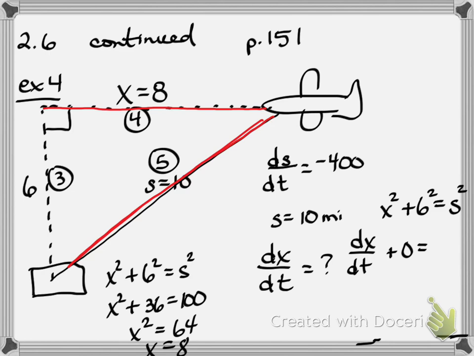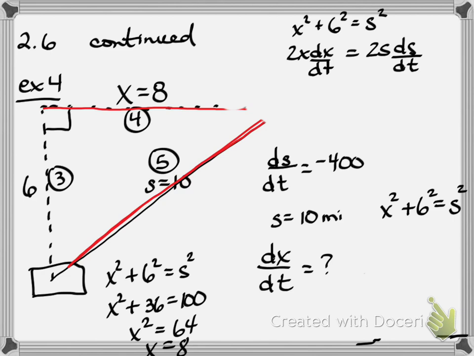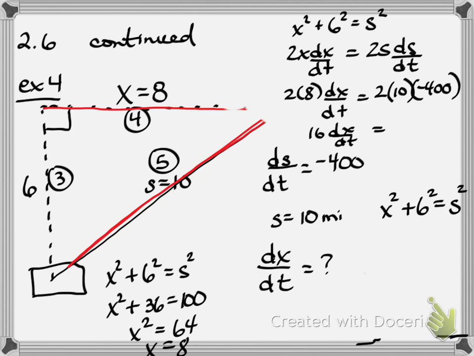Let me just erase this work up here. We're getting a little bit too crowded down here. So the derivative of x squared is 2x dx/dt. The derivative of 6 squared, or 36, is 0. The derivative of s squared is 2s ds/dt. We know what x is. We do not know dx/dt. We know what s is. And we know ds/dt is the negative 400 miles per hour. 16 dx/dt equals 2 times 10 is 20, times negative 400, negative 8,000. Divide both sides by 16, and it's negative 500 miles per hour.